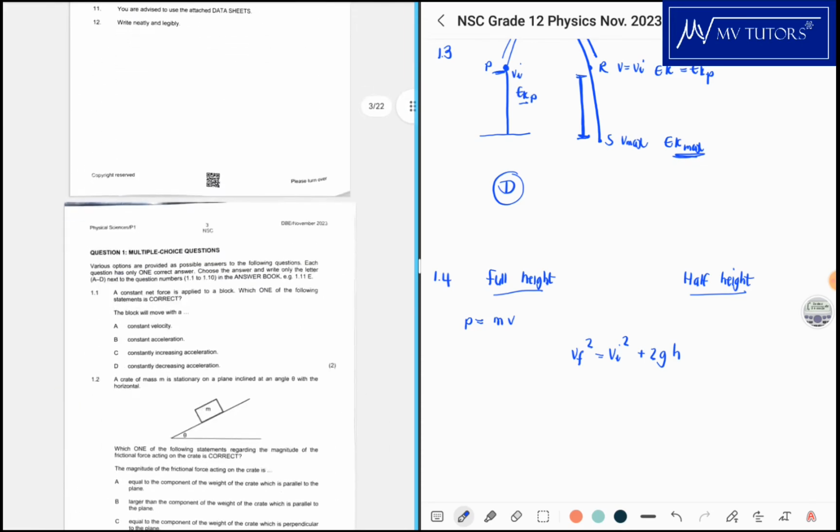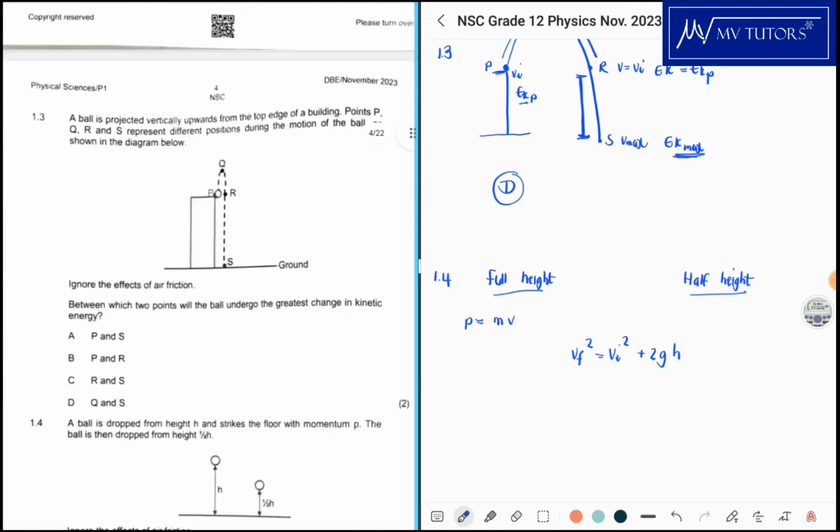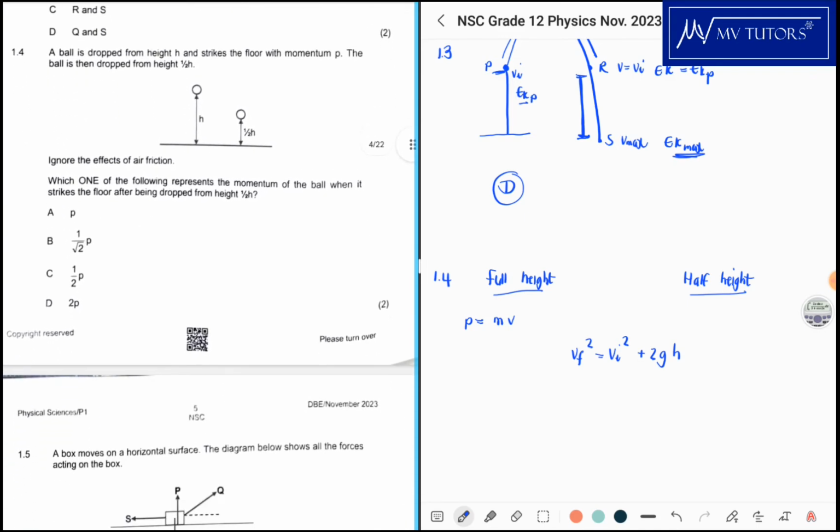All right, so, okay, how can we rearrange this? So we know our initial velocity is 0, right? Because it was dropped in both scenarios. So I have final velocity squared is equal to 2 times gravitational acceleration times the height. And my velocity then, I'm just going to say velocity, is the root of 2gh.